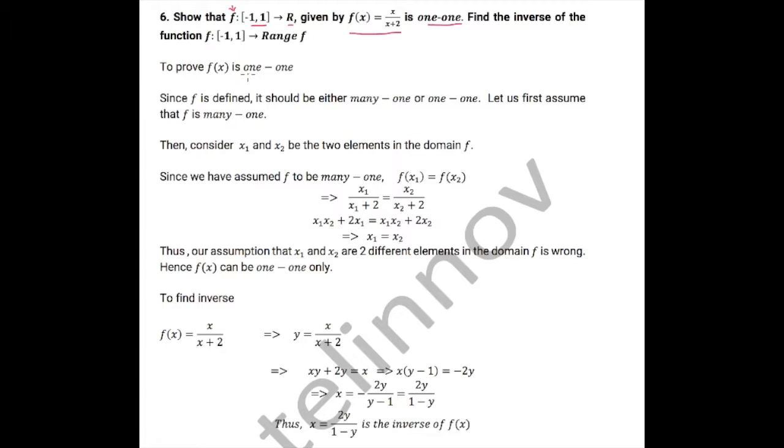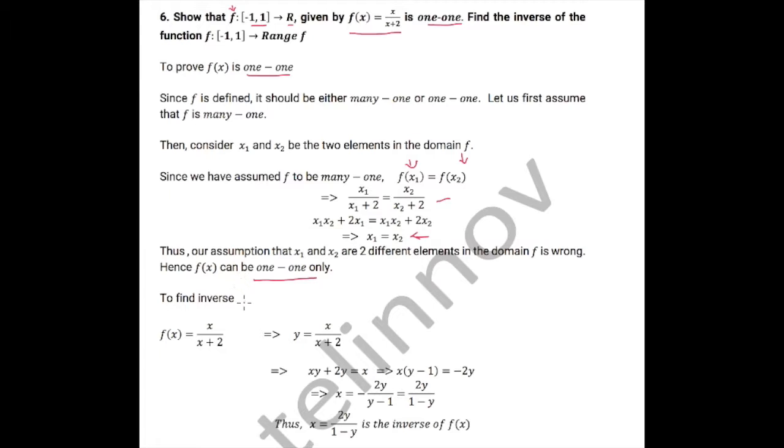So let us prove 1 to 1. Of course we know how to prove 1 to 1. First by assuming f of x1 equal to f of x2, so we get x1 by x1 plus 2 and x2 by x2 plus 2. Now on rearranging and simplifying, we get x1 equal to x2. So it can be 1 to 1 only.